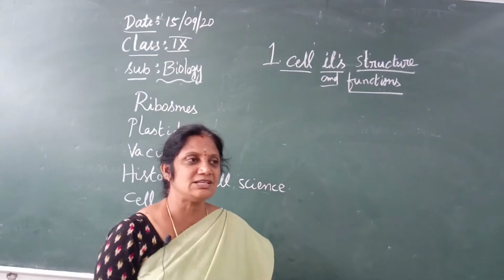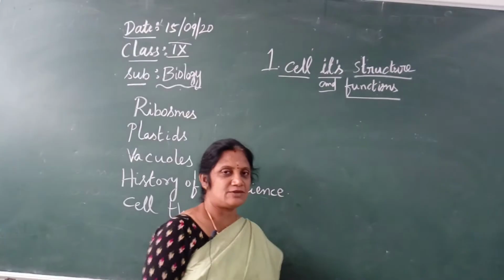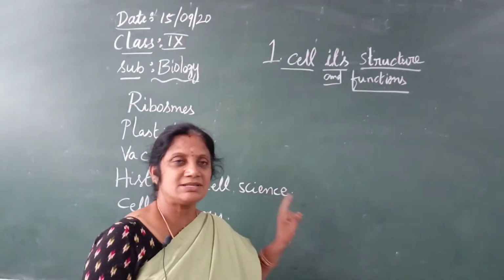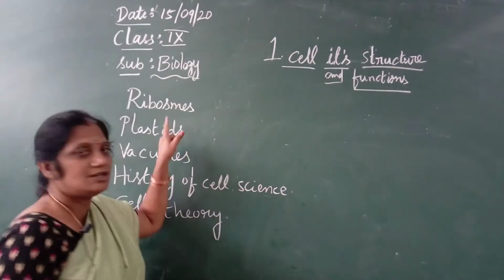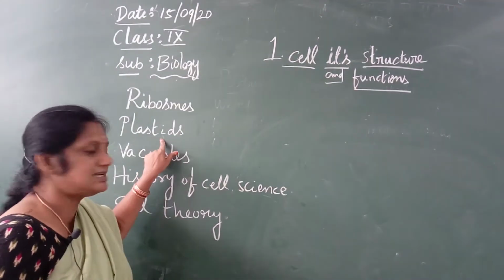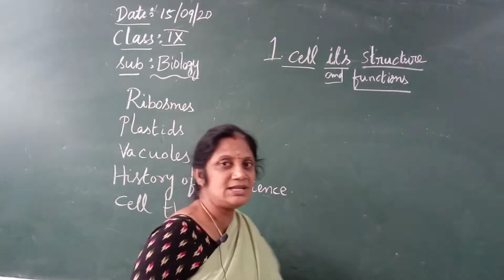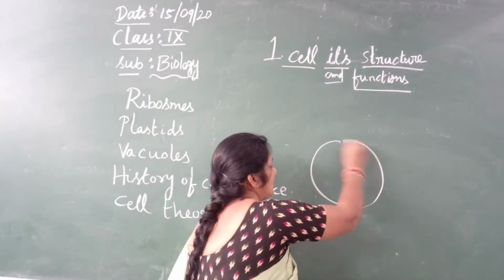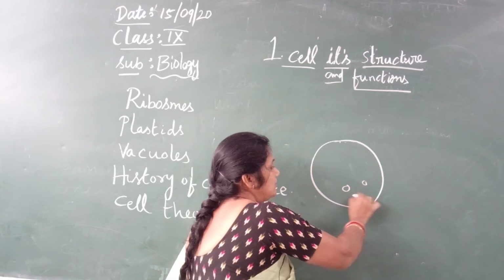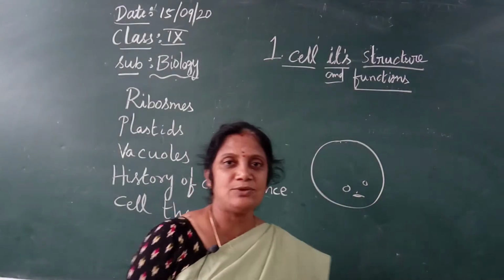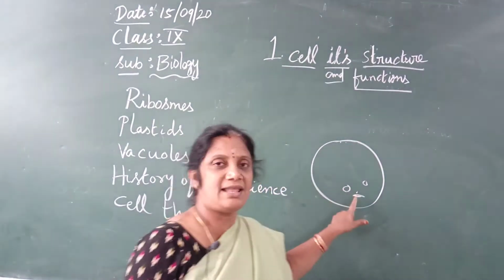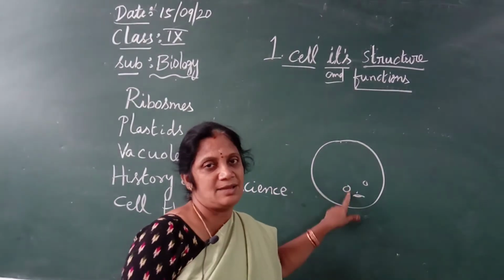Yes, in the previous class we discussed the mitochondria and the rest of the cell organelles. Now in this class we will discuss ribosomes, plastids, and vacuoles. So, ribosomes. When you see the cell, small granule-like structures which are present in the cell are called ribosomes.